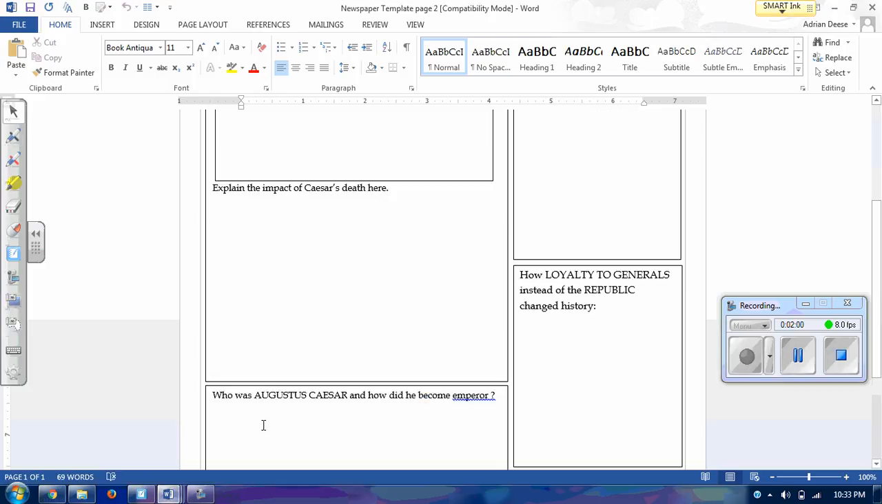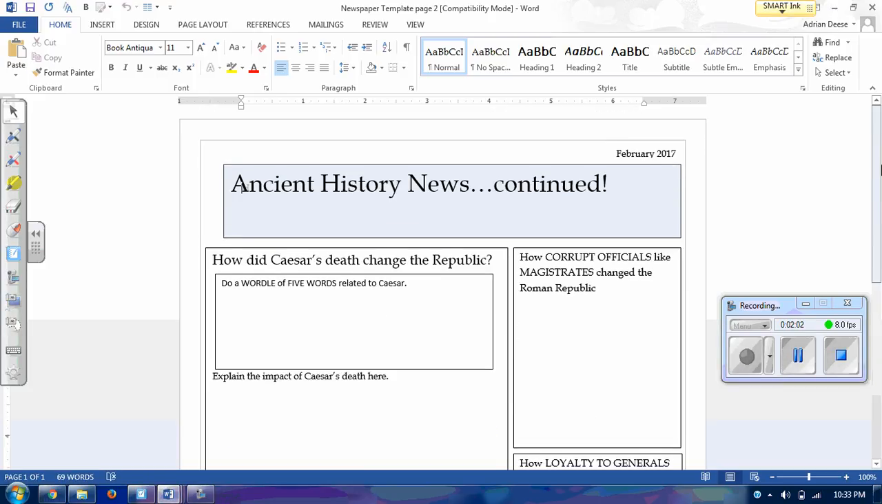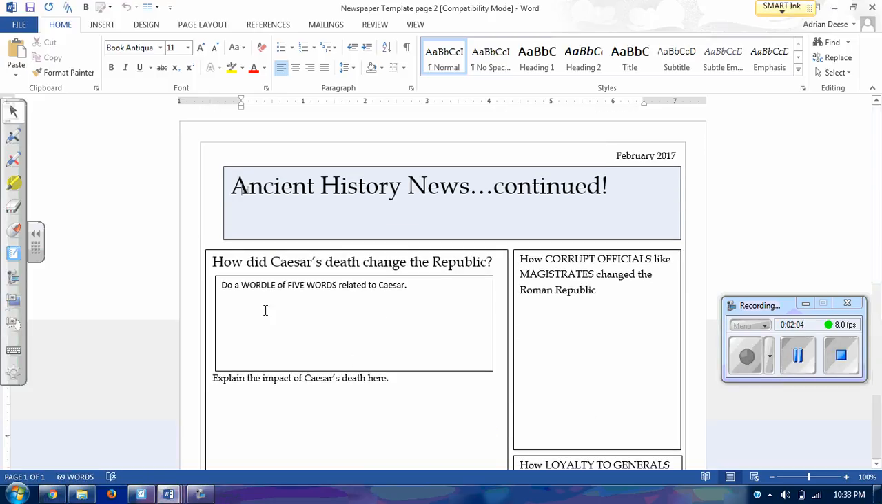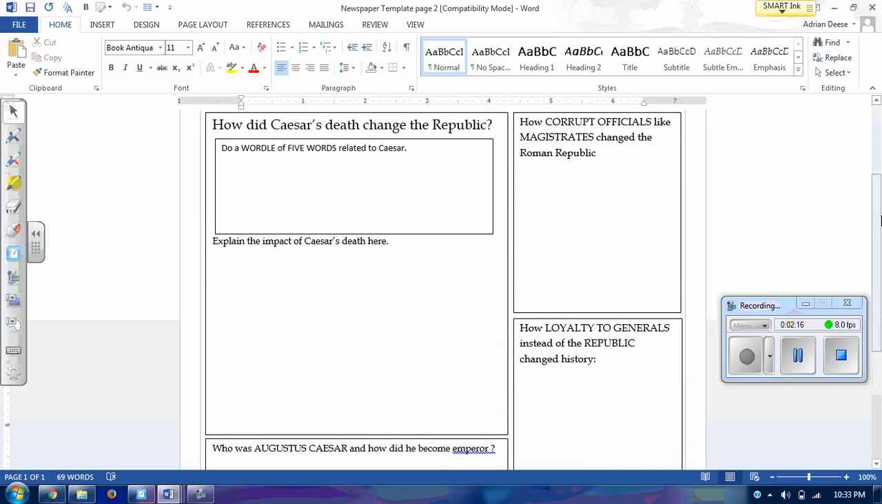On the second page, you guys are going to see at the top, this one says do a wordle with 5 words that relate to Caesar, but of course yours are different. You just have to pick out 3 characteristics of Caesar. Whenever it talks about explaining the impact of Caesar's death, what I'm looking for is for you to understand that that signals the end of the Roman Republic. The Roman Republic is no more after the death of Caesar because he declared himself dictator for life. So if you have anything along those lines, you're going to get that answer correct.